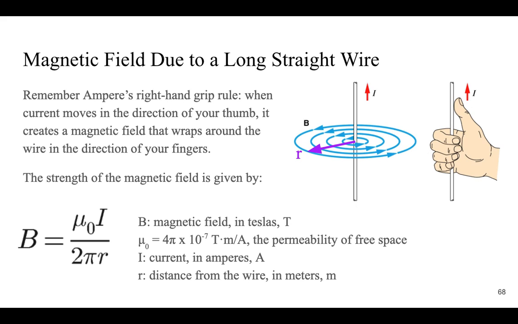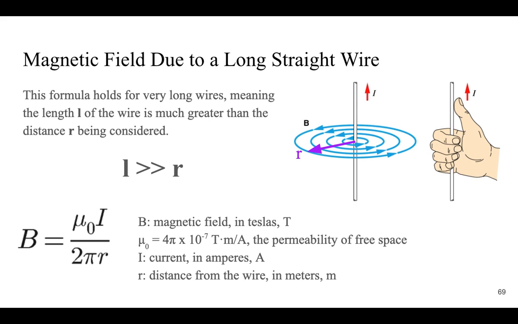So this constant is called the permeability of free space. I is your current in amperes, and R is the distance from the wire in meters. And so this formula will give you the strength of the magnetic field, and you would just have to keep using the right-hand grip rule to figure out the direction of the magnetic field.